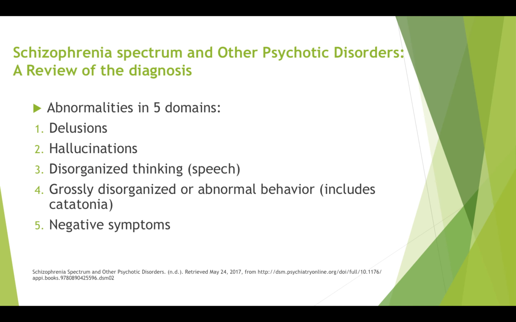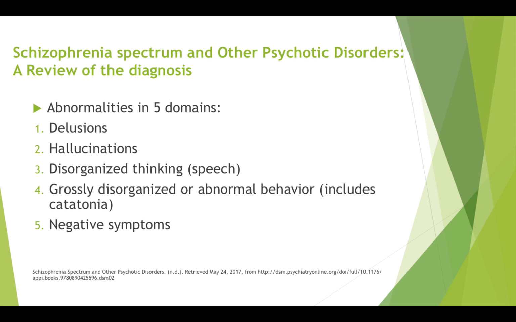Key features that define the psychotic disorders are abnormalities in 5 domains in the DSM-5. 1. Delusions, which are fixed beliefs not open to change, even when evidence contradicts them. They're termed bizarre when implausible and not derived from ordinary experience. 2. Hallucinations, which are involuntary sensory experiences not related to external stimuli.